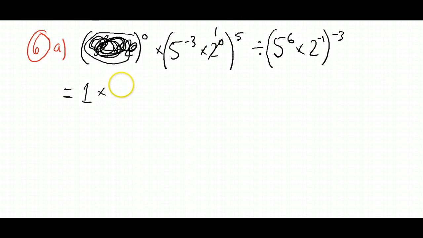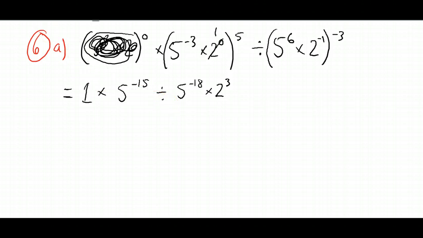So we can rewrite this equation straight away as 5 to the negative 3, to the power of 5, which is 5 to the power of negative 15. And that's going to be divided by 5 to the power of 6 times negative 3, which is negative 18. And this is times, I should put this in brackets, times 2 to the negative 1. Actually, I don't need the brackets there. So negative 1 times negative 3 is 3.